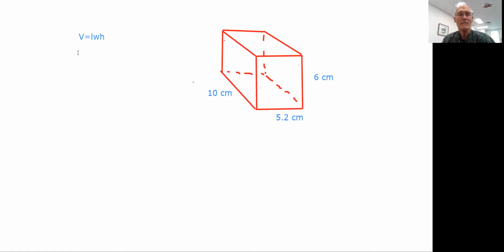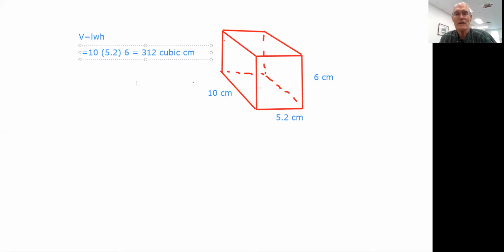So if we do the volume, we have V equals 10 times 5.2 times 6, and that equals 60 times 5.2, which is 312. Now, volume is centimeters cubed, so we would say cubic centimeters, okay, or centimeters cubed, okay.